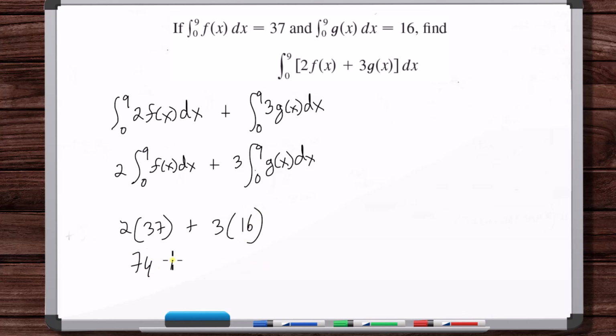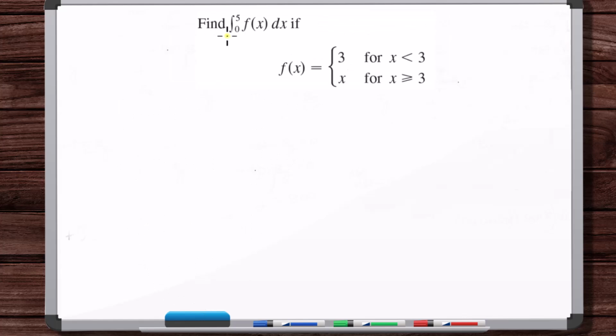2 times 37 is 74. 16 times 3 is 48. 74 plus 48 is 122. All right, find the definite integral from 0 to 5 of f of x dx if this is f of x. It's this piecewise function here.